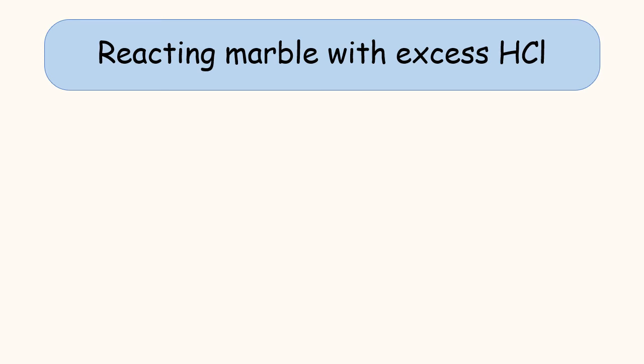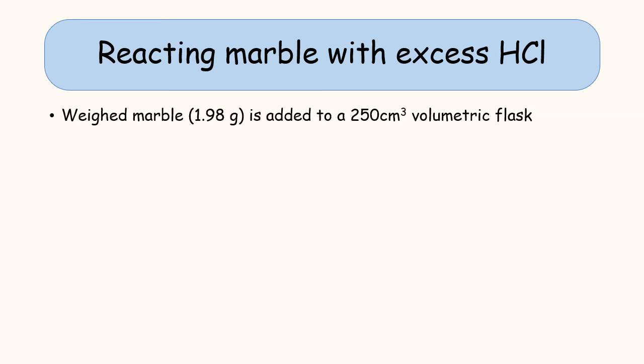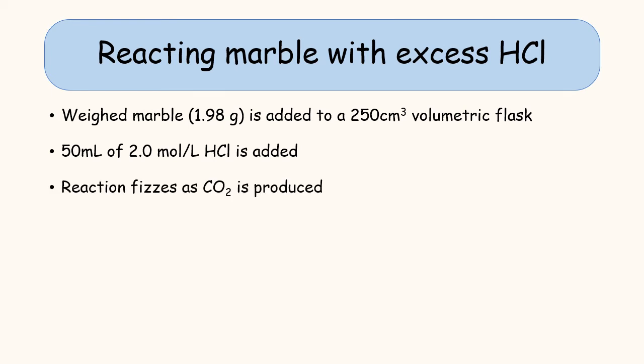So doing our reaction. We've weighed out 1.98 grams and we've put it into a 250 centimeter cubed volumetric flask. So we're actually doing the reaction in a volumetric flask. We then add, using a pipette, 50 milliliters or centimeters cubed of 2 molar hydrochloric acid. Now this is an acid reacting with a carbonate, so it's going to fizz as carbon dioxide is produced.